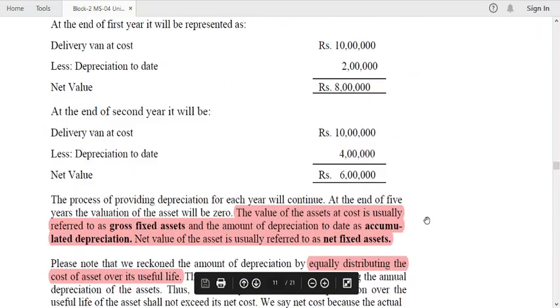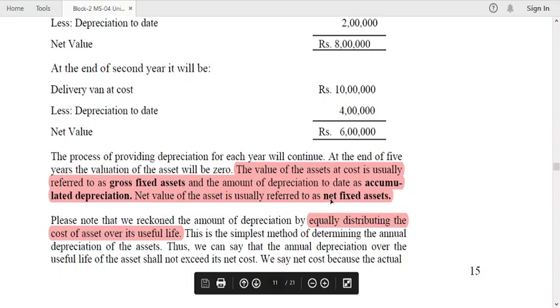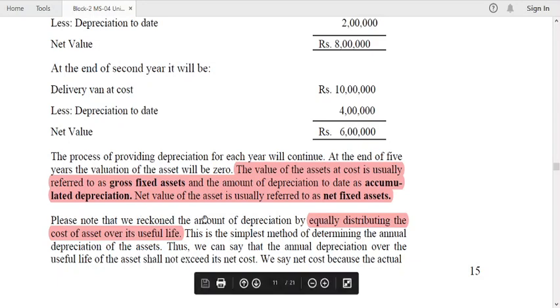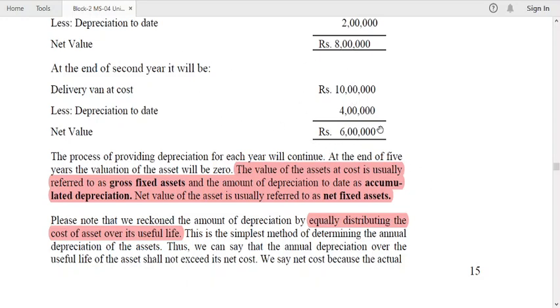Fine? Right now, next, the value of the assets at cost is usually referred to as gross fixed cost. That is 10 lakhs in the above example. And the amount of depreciation up to date is the accumulated depreciation. For example, after 3 years, the accumulated depreciation will be 2 lakhs, 2 lakhs, 2 lakhs, 6 lakhs. Net value of the asset is usually referred to as the net fixed assets. Okay, that is the value minus the accumulated depreciation.